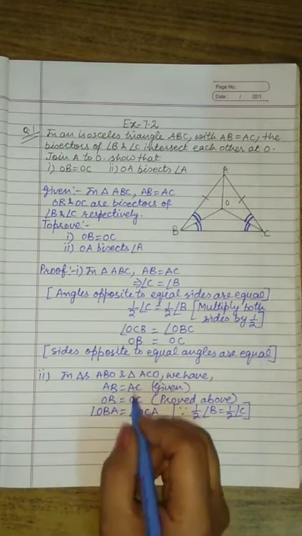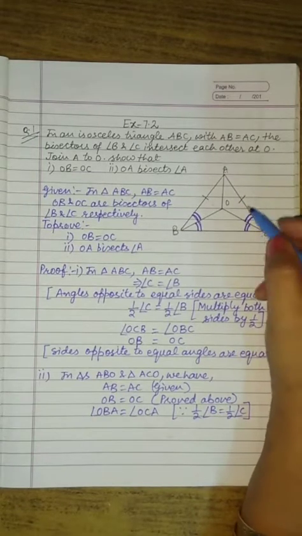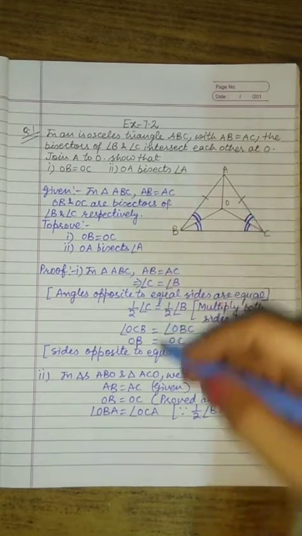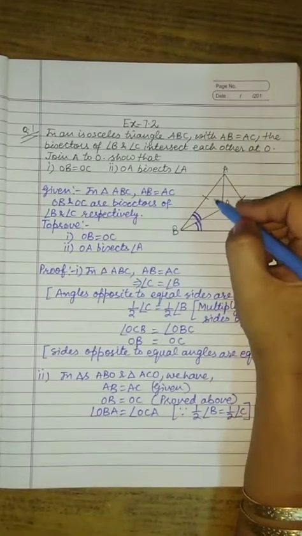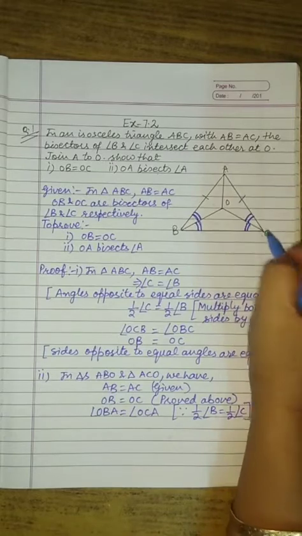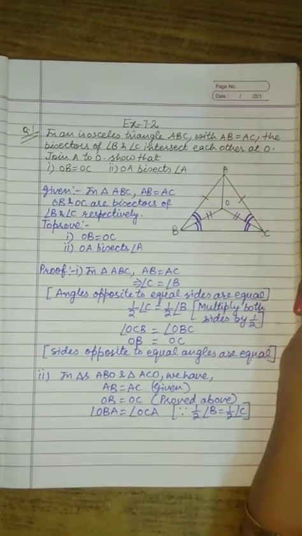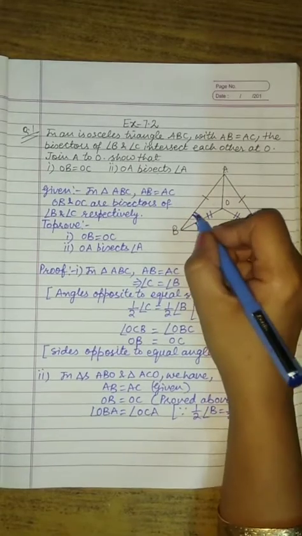Now these two triangles are congruent. Which congruency criteria is used here? See, we have two sides equal, that is AB is equal to AC. Now OB is equal to OC, we have proved in part 1. Two sides and included angles.